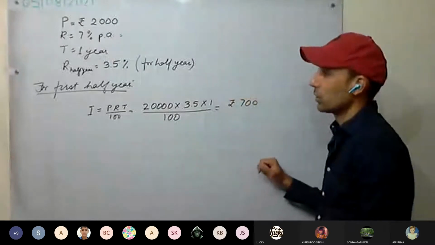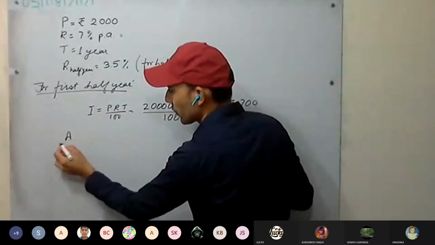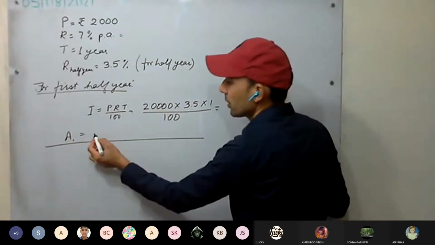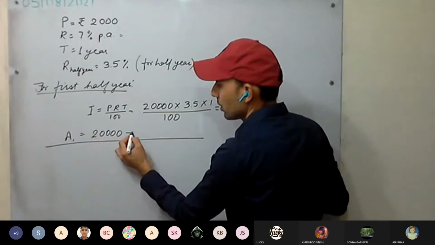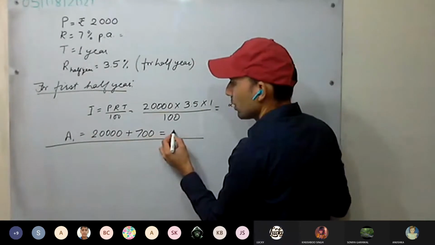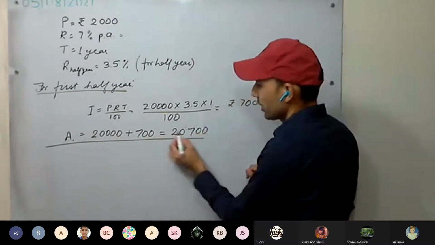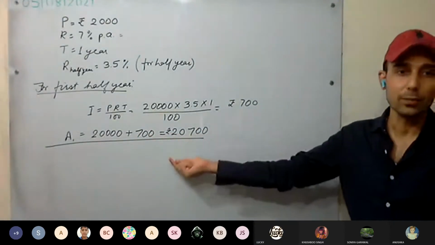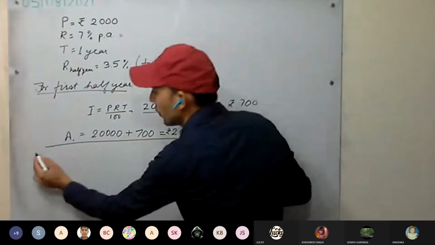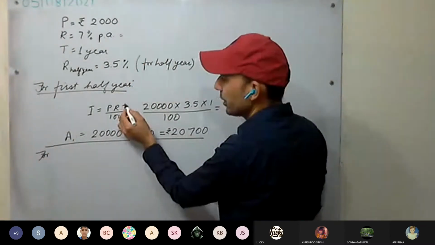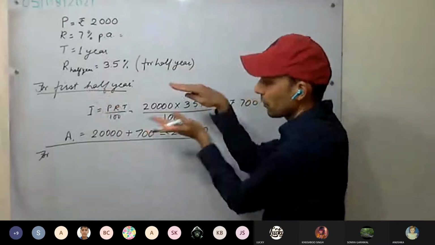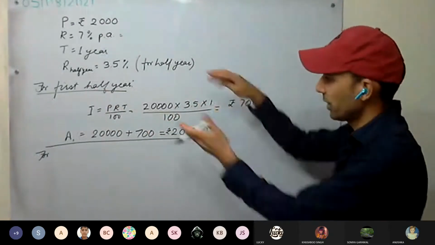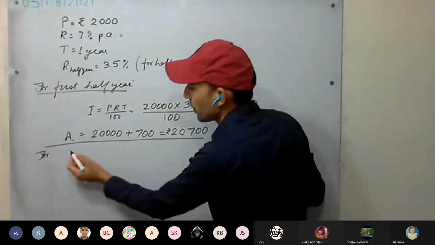So what is the amount after the first half year? The amount after the first half year is 20,700 rupees. And this will be the principal for the second half year. Always remember, for T we do not put half. That half year we are considering as 1, because we are calculating half yearly. So the rate we have divided by half.